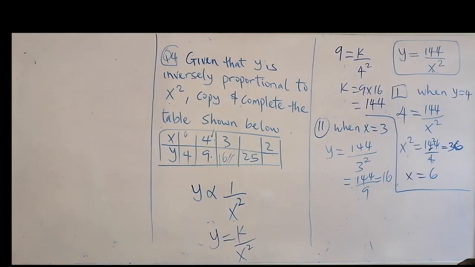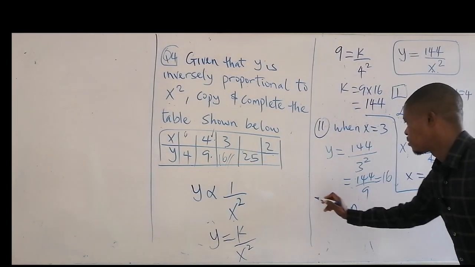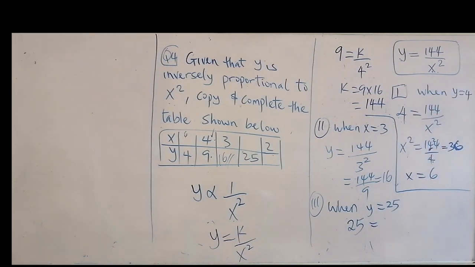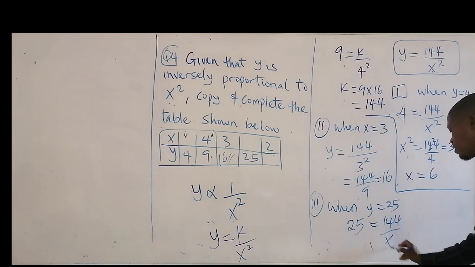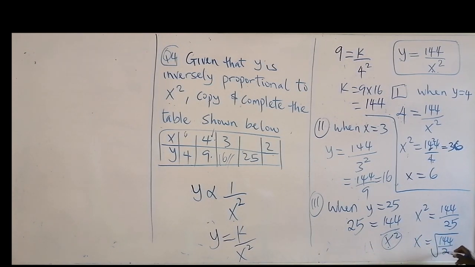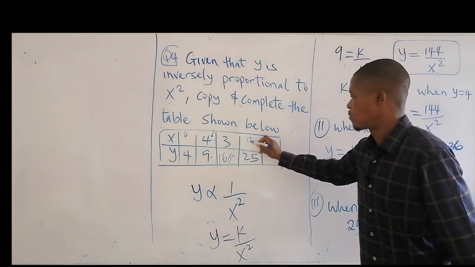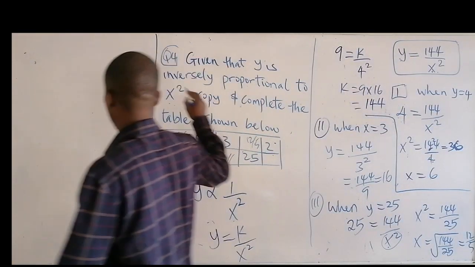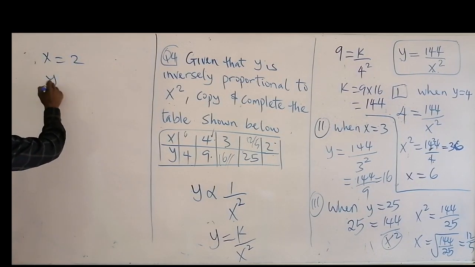Then the next one, the third one, when y is 25, we have 25 equal to 144 over x squared. So make x squared the subject. We have x squared equal to 144 over 25. And then x is equal to the square root of 144 over 25. And that will be 12 over 5. So this place is 12 over 5. Then lastly, when x is 2, y will be equal to 144 over x squared.